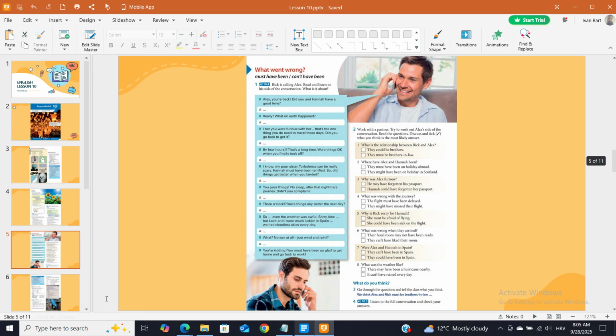10.4 Rick is calling Alex. Read and listen to his side of the conversation. What is it about? Alex, you're back. Did you and Hannah have a good time?